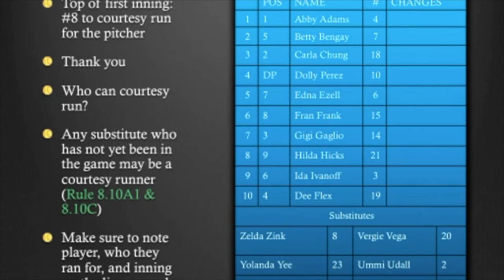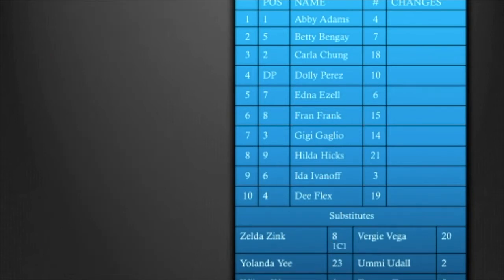Now, how are you going to do that? Well, we're going to use a notation system that Hal uses in college, and you can try it. If you like it, use it. If you have some other way, we're not going to make you change. But Hal in college puts 1C1. First inning, courtesy runner for the pitcher, number 1. So, a little better, you can see it a little clearer now. 1C1.